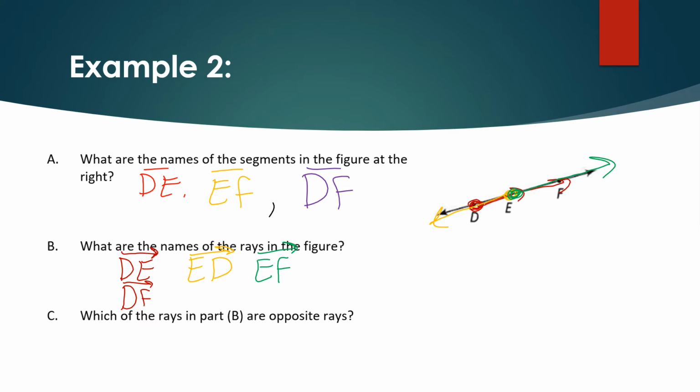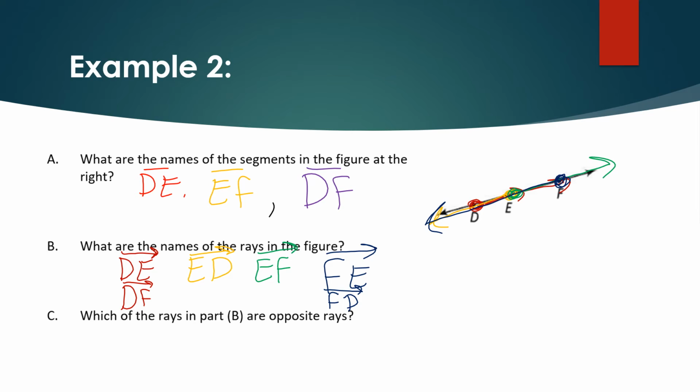And I could start at F and head to the left, which I could call FE, or I could call it FD. They would be the same ray. So I have a total of 6 names, but I really only have 4 different rays. I've got the red, the orange, the green, and the blue. And I know having them all in the same picture makes it look very confusing, but hopefully you're getting the point.